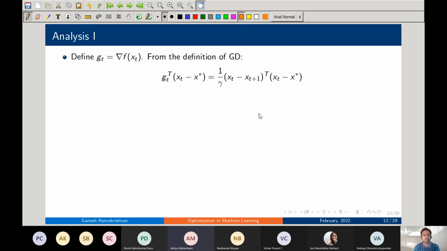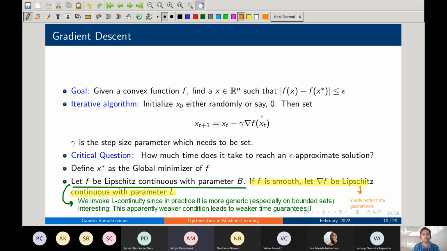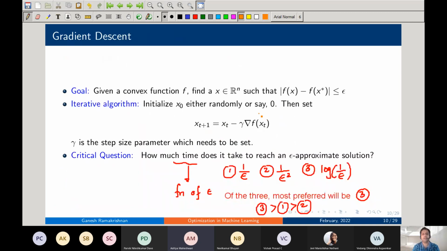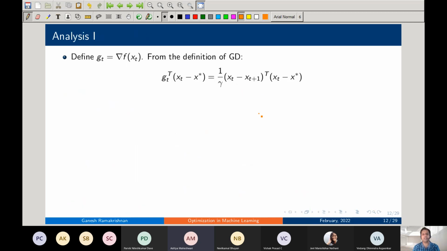So we'll begin with some simple analysis. We'll refer to gt as the gradient of f at xt, from the definition of gradient descent. I'm going to apply some analysis now. It'll be nice if you have some pen and paper ready. We already saw the gradient descent step: xt plus 1 is xt minus gamma times gradient f at xt. Now I'm just writing the same thing differently.